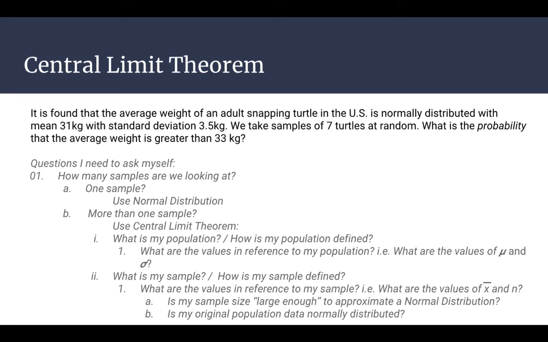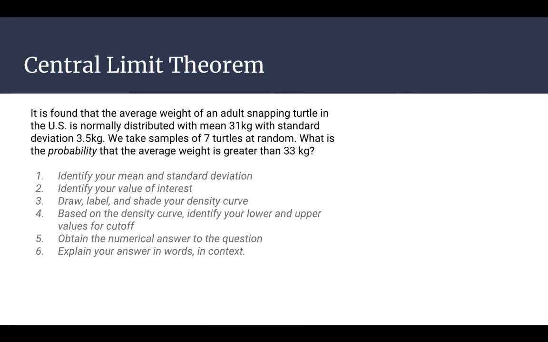If I were to reread this question, it says that the average weight of these turtles is normally distributed. So I'm actually able to use the central limit theorem simply because the average weight of what we are looking at is normally distributed. The population average weight is normally distributed. Therefore, no matter what size of samples I take, my sample means will be normally distributed. So now I'm going to go back to the 6 questions that we asked ourselves when we were looking at the normal distribution, and I'm just going to apply them to the central limit theorem.